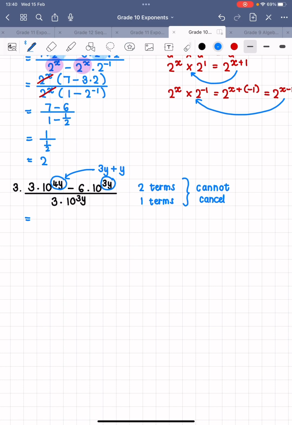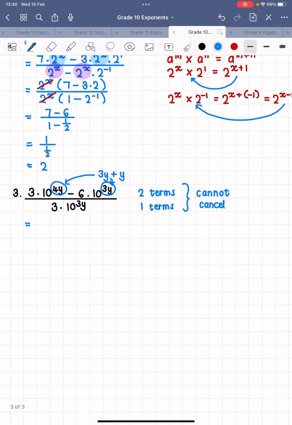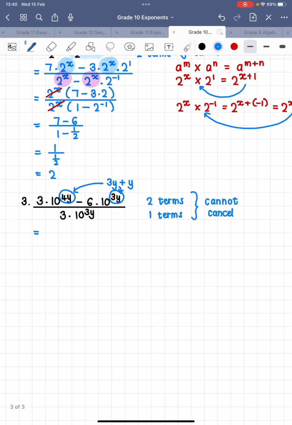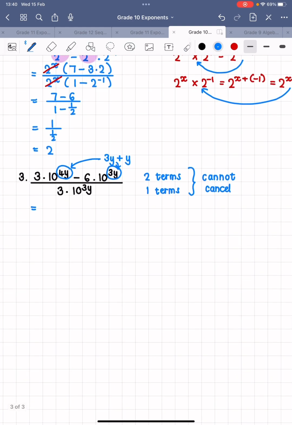So I am going to create an exponent with multiple terms. One of those terms being the exponent that my other base of 10 has, right? So I'm breaking up 4y into a 3y plus y, which we didn't have to do in the previous example. In the previous example, we were given exponents with multiple terms. In this example, we are breaking up the 4y into a 3y and a y, so that I can then actually split up that exponent and then take out a common factor afterwards.